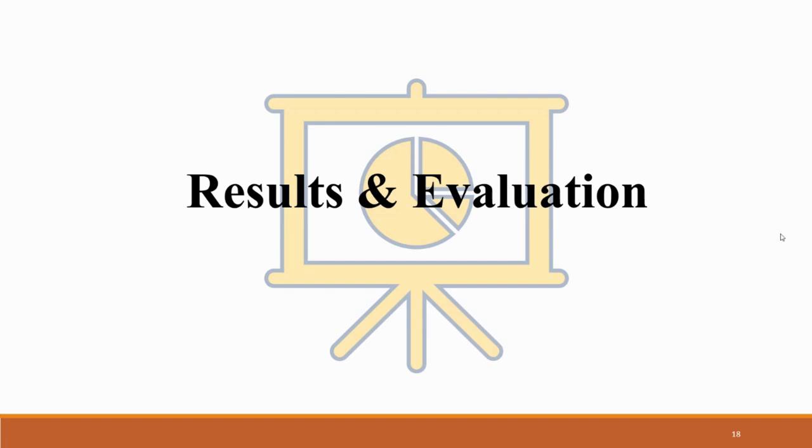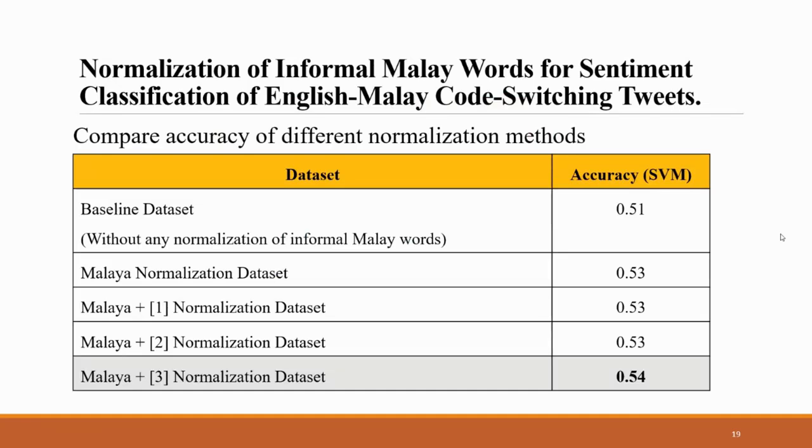Next is the result and evaluation part. The first experiment is normalizations of informal Malay words for sentiment classifications of English and Malay code switching tweets. In this experiment, we compare the accuracy of support vector machines on different normalization datasets. From the result, we can see that our baseline dataset gives a 0.51 accuracy score, and after using the Malaya NLTK library, the accuracy increased 2%, which is 0.53, and the highest accuracy score, 0.54, is achieved by using Malaya and the combinations of the three constructed lexicons.